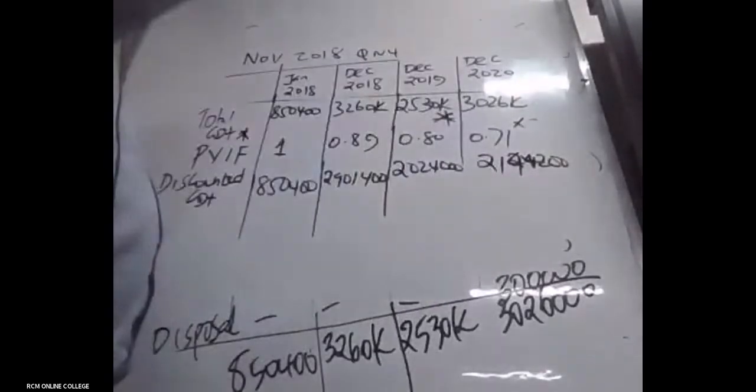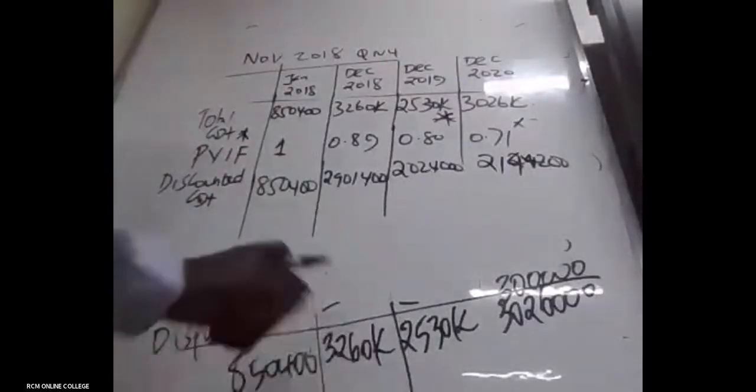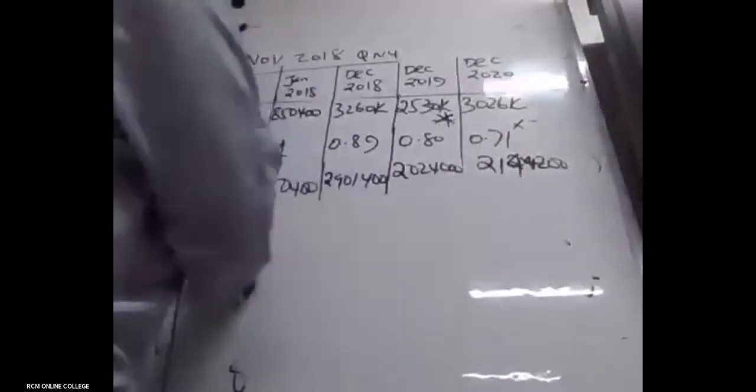So the discounted cost, now we can add them up. So give me the total discounted costs. Summation.